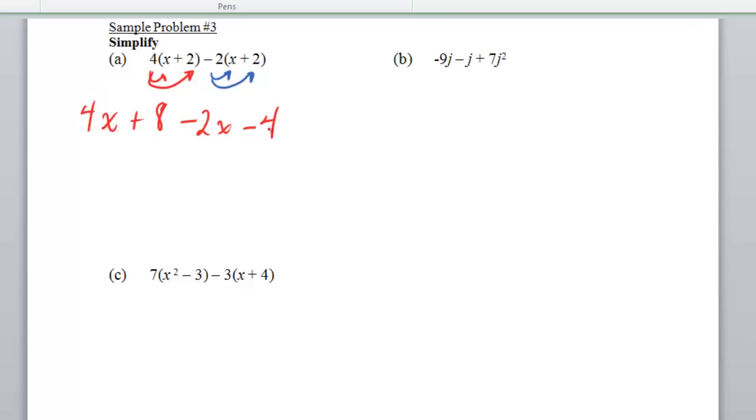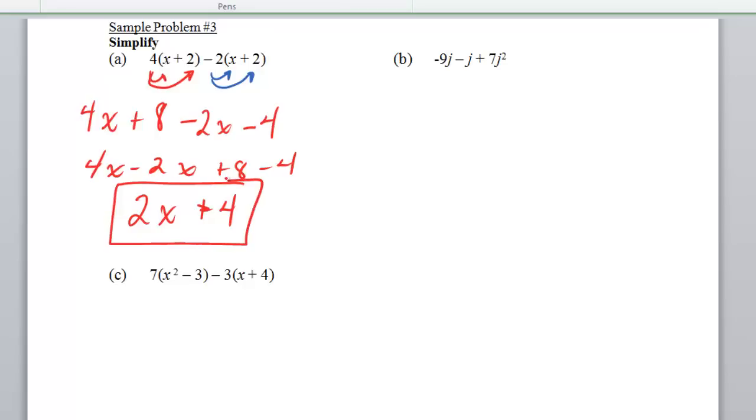Now here you can do as much detail as you feel comfortable with, or if you feel comfortable doing some of the work in your head, feel free to do that. But if you wanted to, you could either add the 4x and the negative 2x and just simply get 2x, or you could reorder everything to give yourself a better sense of what's going on. And so we're going to be left with 2x plus 4, and since 2x and 4 are not common terms, we can't combine those like terms. Okay, so that's a good start.